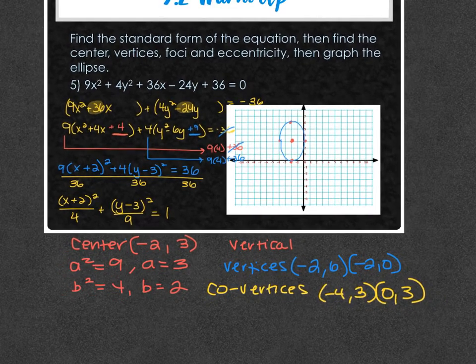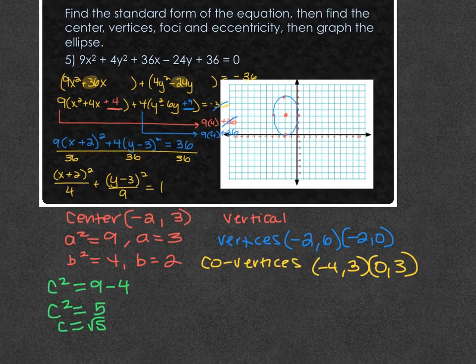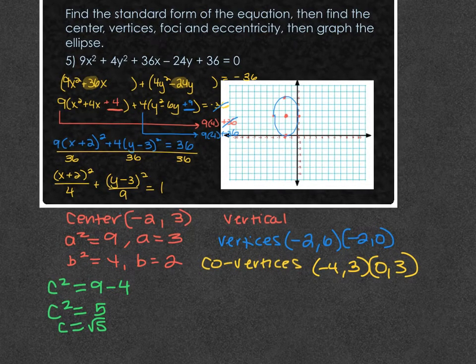It's asking for the foci, so I have to say c squared equals a squared, which is 9, minus b squared, which is 4. c squared is 5. c would be the square root of 5. And the foci lie on the major axis. So I'm going up and down the square root of 5 from my center. So the x stays the same, and the y, I add and subtract the square root of 5. Again, you can leave it like that. If it was a square root that you could simplify, then obviously you'd simplify it. But you can leave it like that.